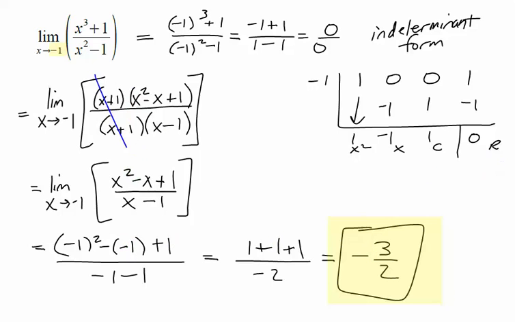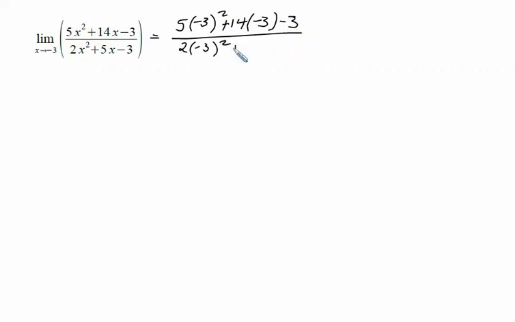Let's look at our second example. You want to hit pause and try it before we proceed. But the first thing we want to do is plug in our value of x and see what happens. Perhaps the limit just pops out really fast and easy, and we don't have to go through a whole ordeal of factoring or other strategies. So we plug it in.